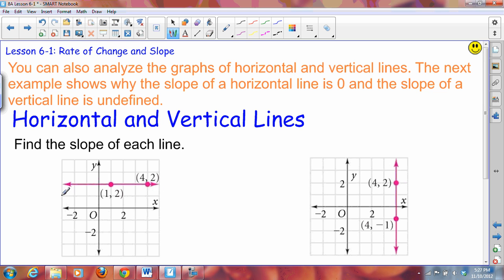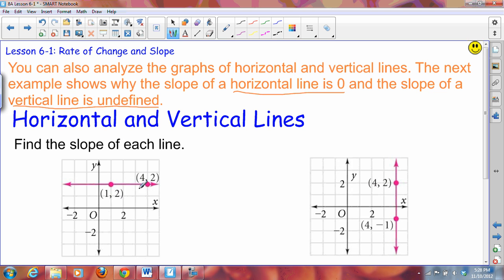Okay, when you have a horizontal line or a vertical line, we're going to look at what slope is for those. This example shows why the slope of a horizontal line is 0, but the slope of a vertical line is undefined, okay. So no slope means it's undefined. You can't find a slope. And 0 slope means it's flat.